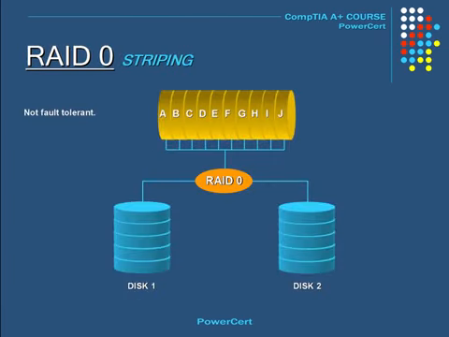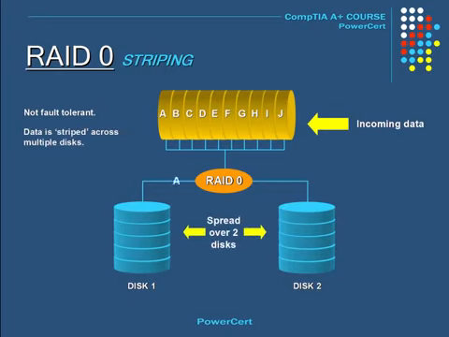Now RAID 0 is not fault tolerant. In fact, RAID 0 shouldn't even be called RAID because not only does it not provide fault tolerance, it actually increases the chance for data loss. Because in a RAID 0, the data is not duplicated, but it's actually spread or striped across 2 separate disks. So if just one of these disks fails, then all the data would be lost. So the only reason why you would want to use RAID 0 is speed. Because when you have 2 disk controllers working instead of 1, then accessing data is much faster.